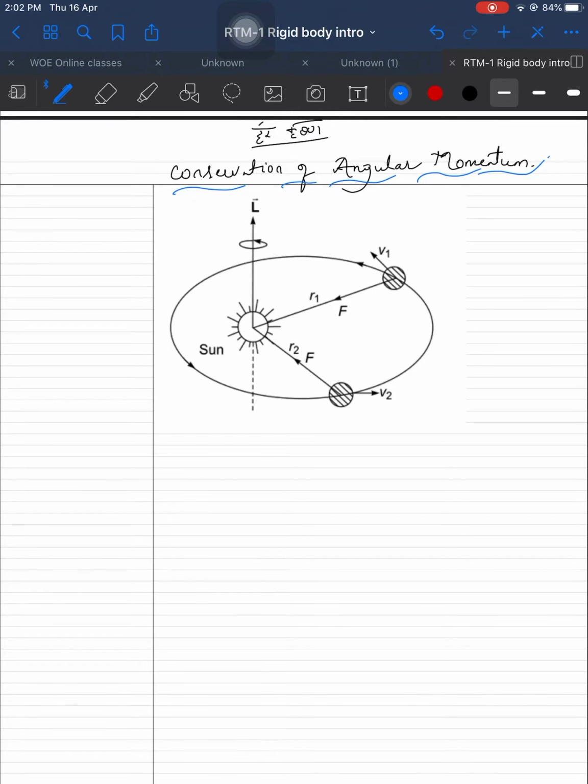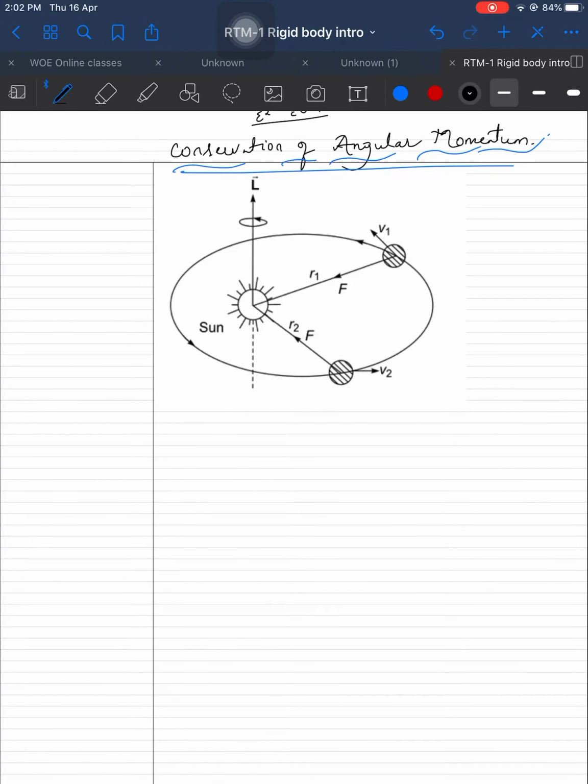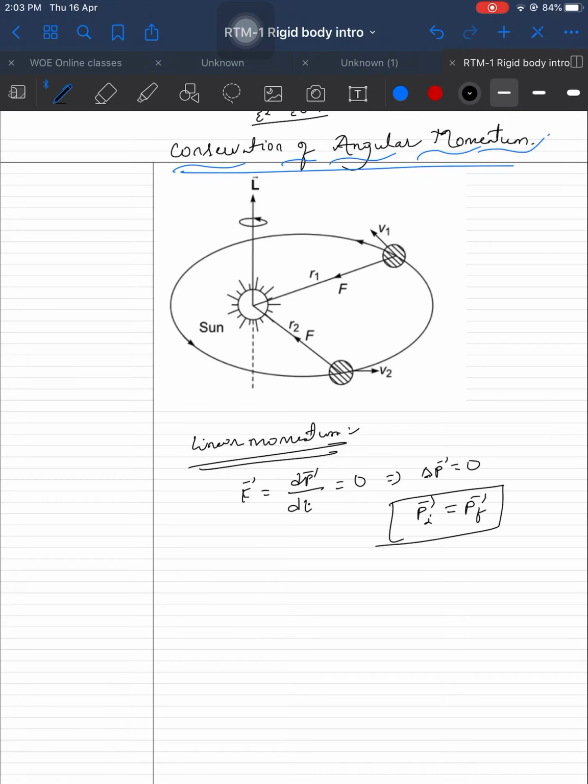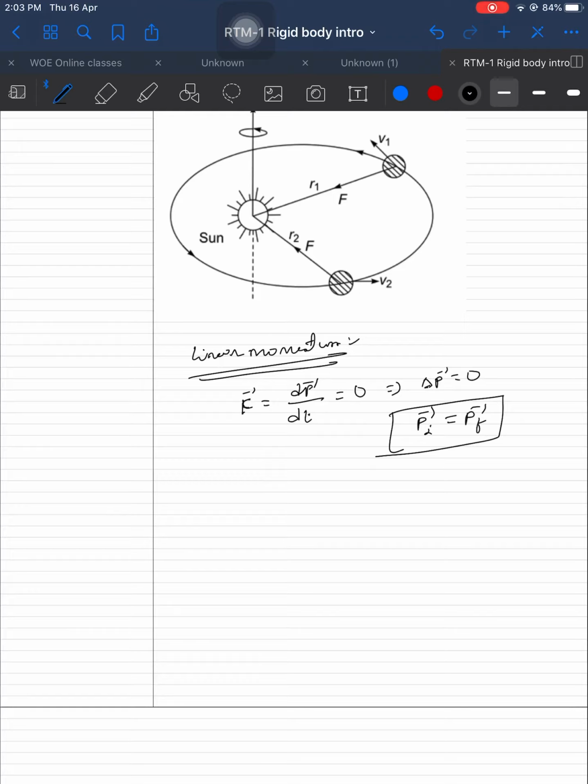Hi students, in this class we are going to discuss conservation of angular momentum. It's a very important topic. In the previous videos we discussed conservation of linear momentum. How we discussed F bar is equal to dp bar by dt. If force is equal to 0, then what happens? Delta p bar is equal to 0, which is nothing but initial linear momentum is equal to final linear momentum. Similarly, we discussed many questions based on it.